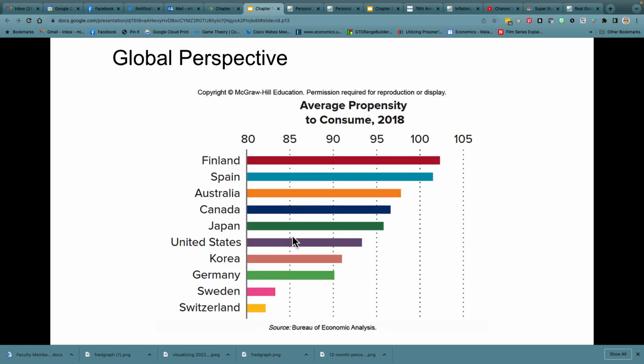Just to put things in perspective for you, this is some data on the APC from 2018 for several countries that you would likely recognize. Now, we sometimes feel like we're a little spend happy in the United States, but I do want to point out, at least from 2018, look at Finland and Spain. Their average propensity to consume was over 100, right? Which means they were consistently spending more than they had coming in. Then we had Australia, Canada, Japan, and here finally we get to the United States. So we're more middle of the road, I think.